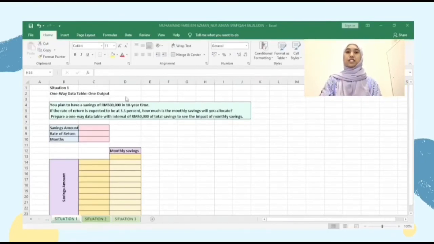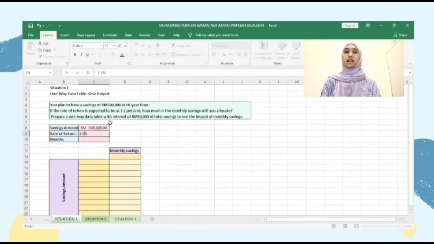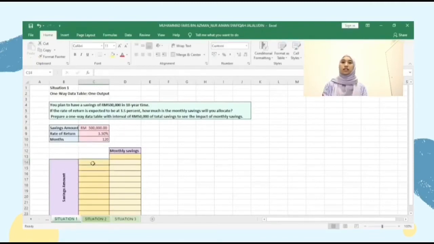The first situation is about one-way data table, one output. For savings, type 500,000 ringgit, rate of return 3.5%, and the months you need to multiply 10 years with 12 months. So you type 120. So for the first column, type 50,000. Next, type equal and then click this 50,000 and plus 50,000 and enter. Then you double click to copy until C23.